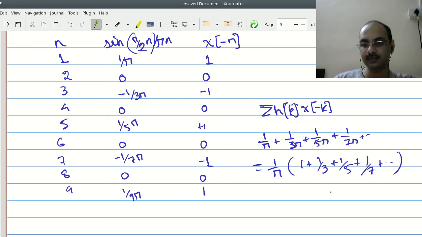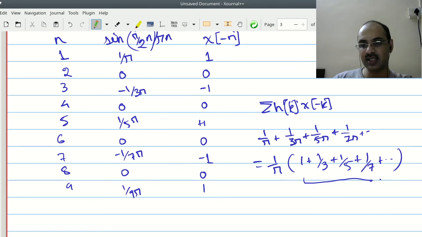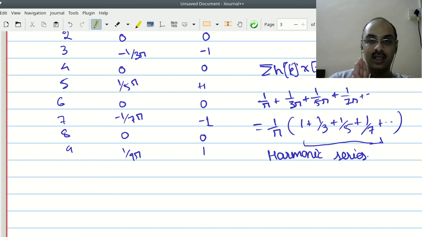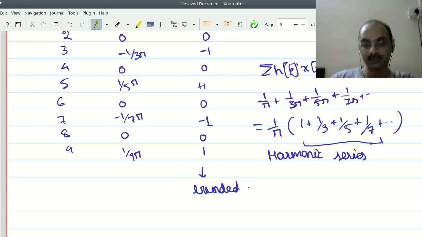Now this particular series is one of the most mystifying series. It's actually related to the so-called harmonic series. And the sad thing about this is that it grows very slowly, really slowly, but deceptively, because it goes to infinity. That is, the harmonic series sums to infinity, which means that this bounded input yields unbounded output.